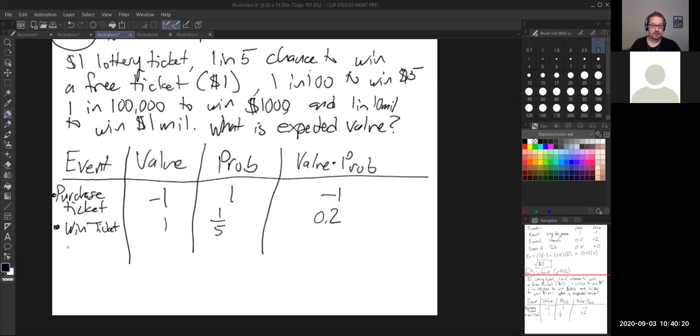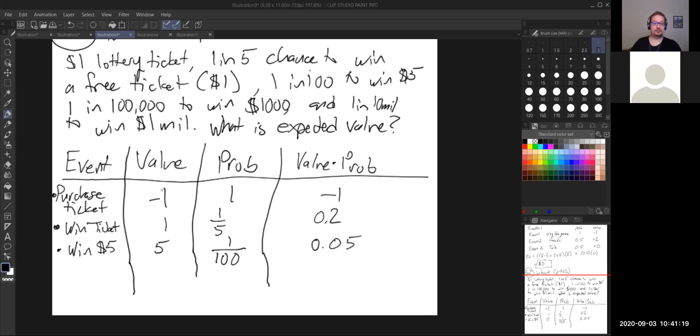The next event that could occur is we could win $5. So the value here is 5. And what is our probability for this event? Well, it's going to be the 1 in 100,000. So we're going to take 1 divided by 100,000. No, I'm skipping, aren't I? Winning $5 is 1 in 100. Sorry, 1 in 100. So we're going to multiply those, and what we get when we plug this in is 0.05.